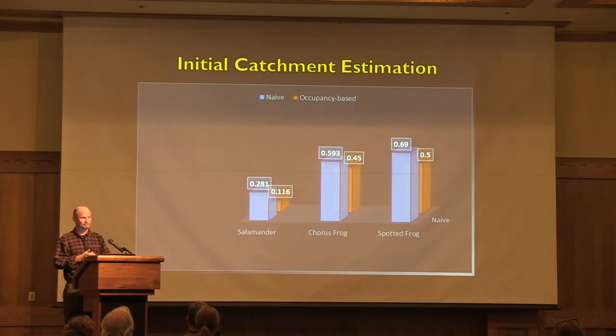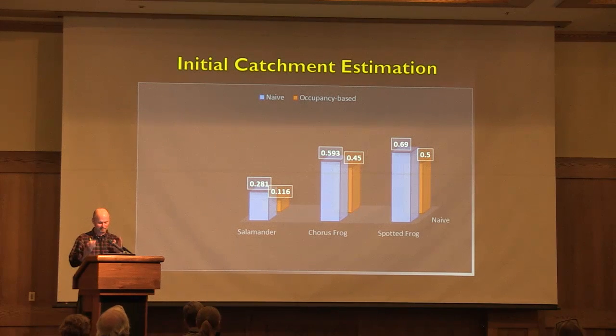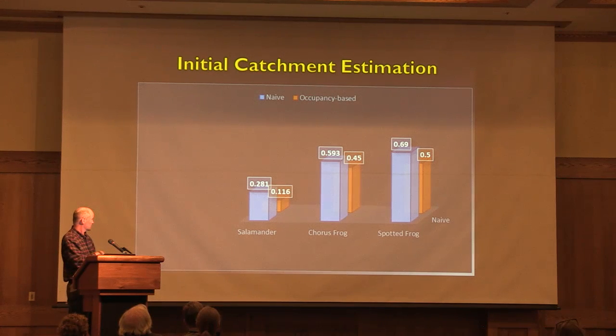This is the beginning. This is 2006. And I hope you'll keep this in mind when you look at where we are now at the very end. In this case, I've got estimates of occupancy for three different species: salamanders, coarse frogs, and spotted frogs.